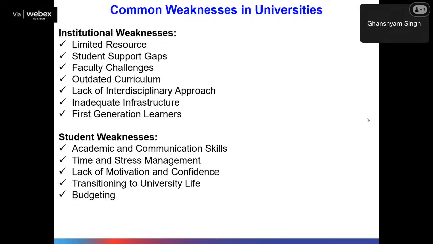So with this case study, I will now come to the last few slides. With these slides, I would like to share my experience, which I have observed in various universities as part of my visits with NBA teams: what are the institutional weaknesses and student weaknesses which are common across universities. Some universities might not have all of them, but at least some of these points are weaknesses there.